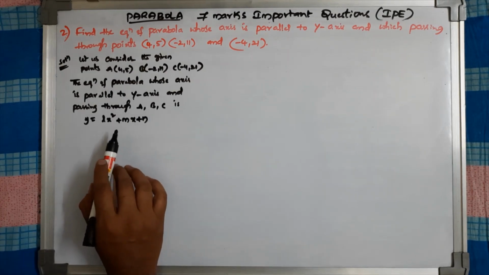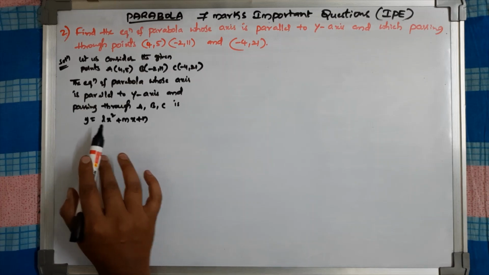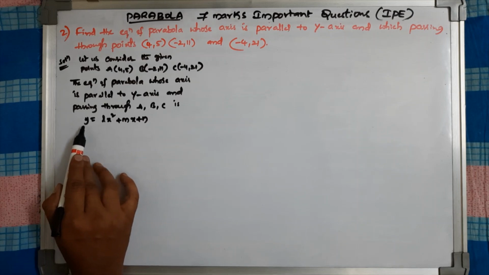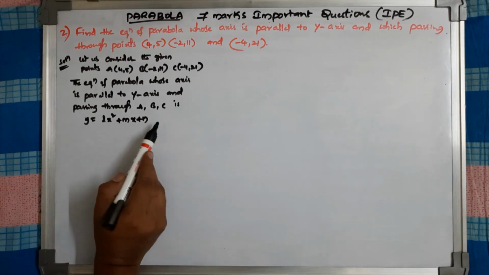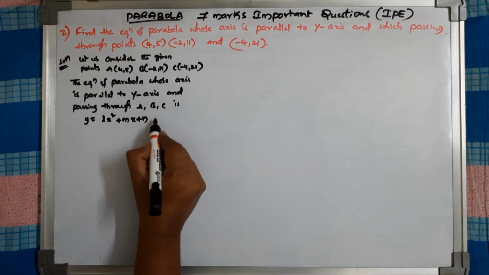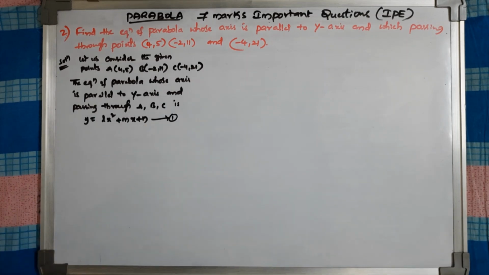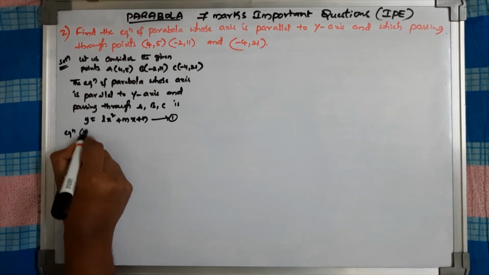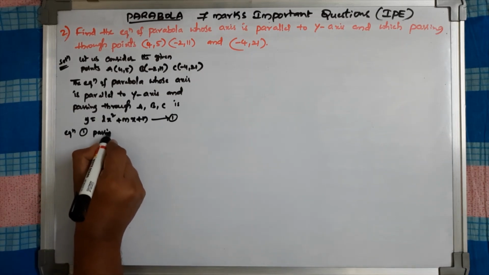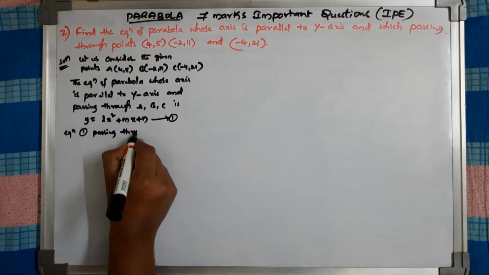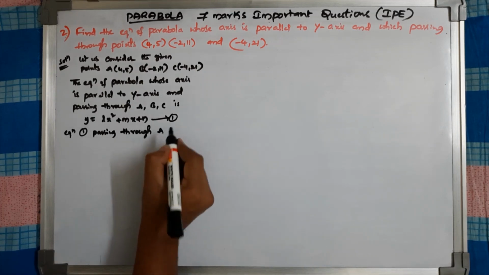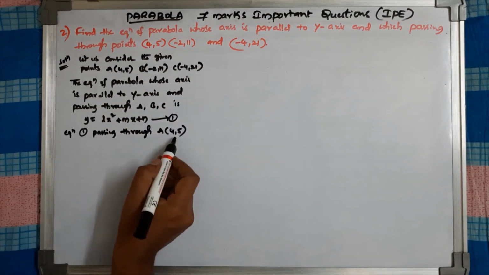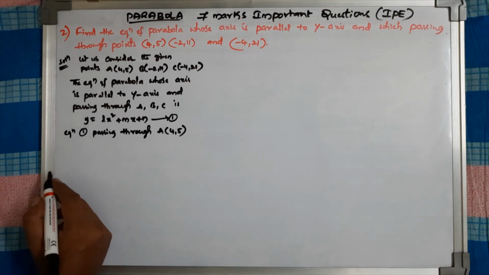In the previous question, which was parallel to the x-axis, we used x. In this question, parallel to the y-axis, so y. There are no y terms on the right side, right? Consider this equation as 1. Now equation 1 passes through point A (4, 5), so substitute the values of 4 and 5 in equation 1.